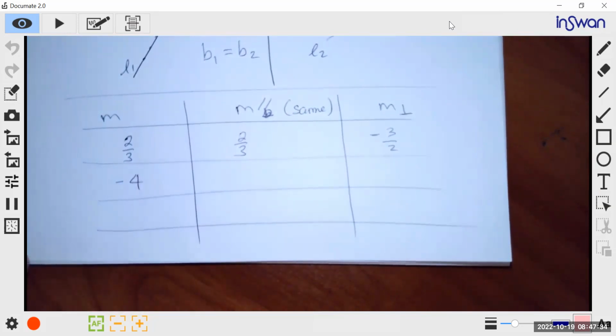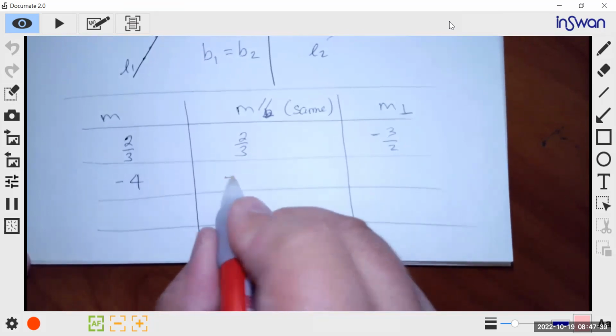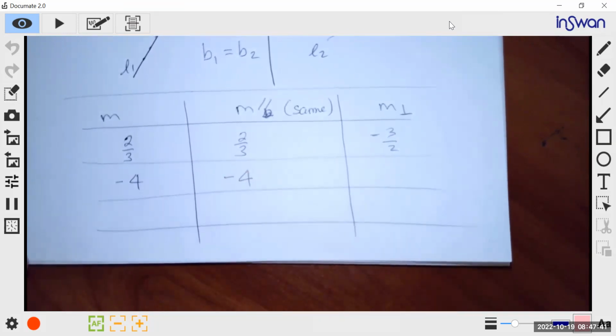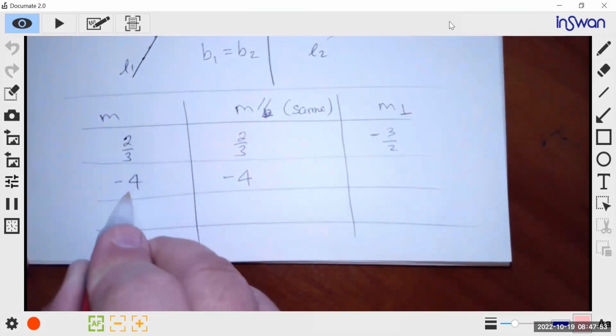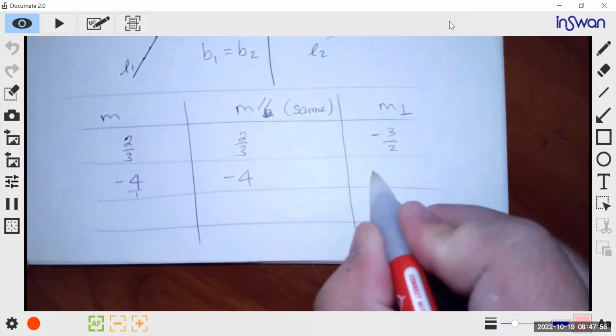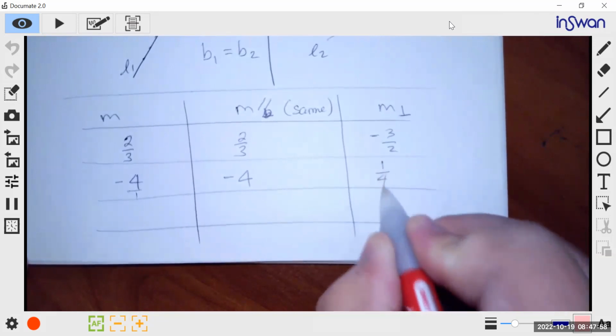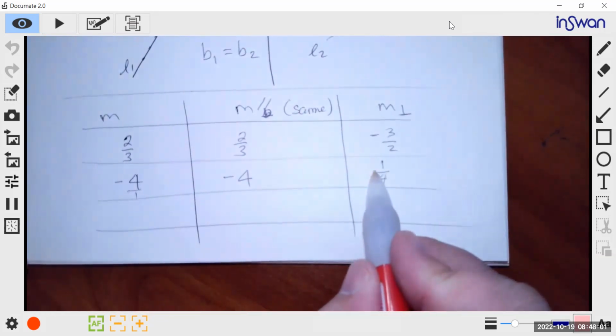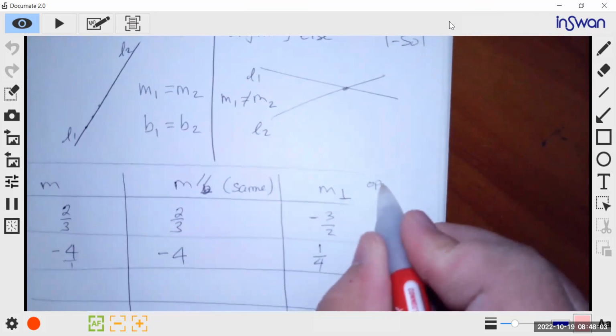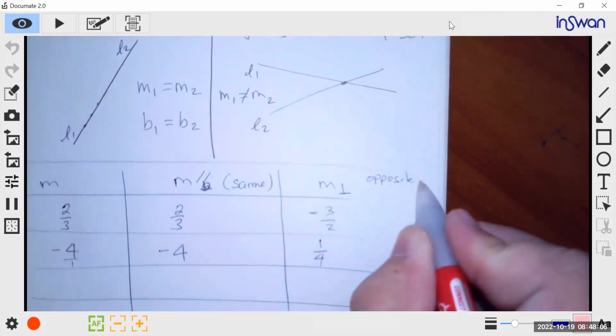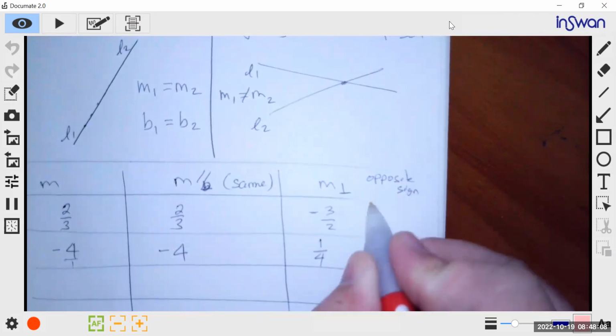If I give you this, yeah, the parallel is the same, it's -4. What's perpendicular? Positive what? You're missing one part of it. Because this one is 4/1, isn't it? No, this one's negative, so this one has to be positive. So it has to be opposite sign and flip.